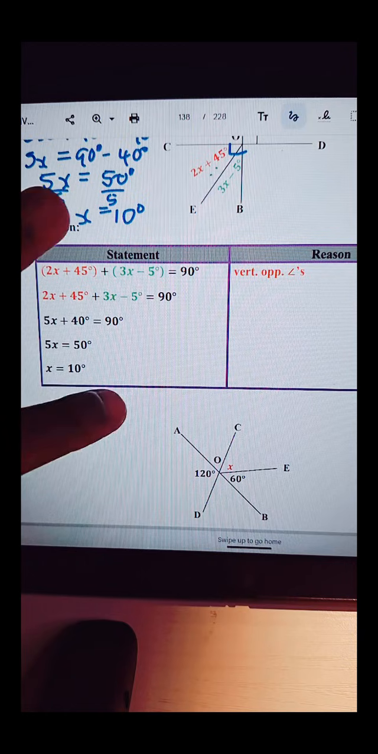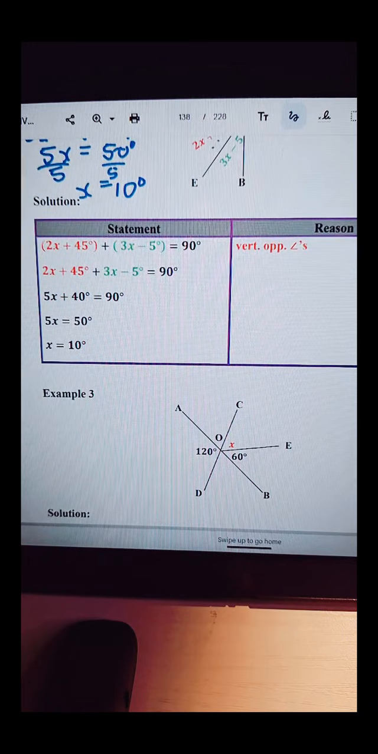Okay, let's look at example 3. We want x. So what do we see there, guys? We want the value of x. What do we see?